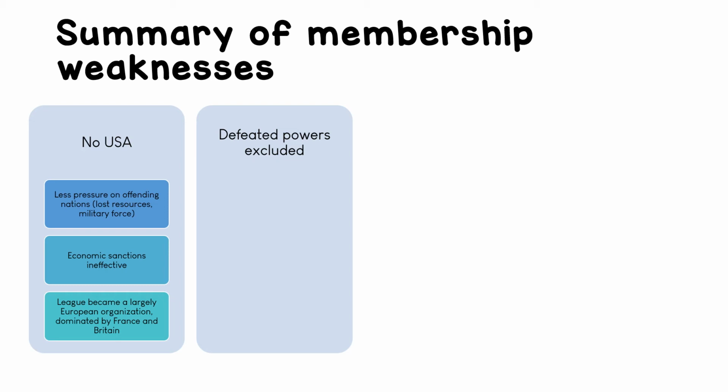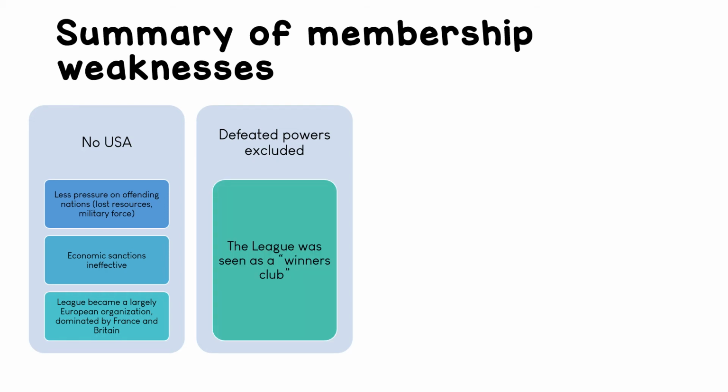Another problem of the League of Nations is that the defeated powers were excluded. As we know, Germany was only allowed to join in 1926. And what is the problem with that? Why is this going to be a negative impact for the League of Nations? It's because the League of Nations is going to be seen as a winners' club, meaning that it's an organization that only defends and supports the Allies, not really a world peacekeeping organization.